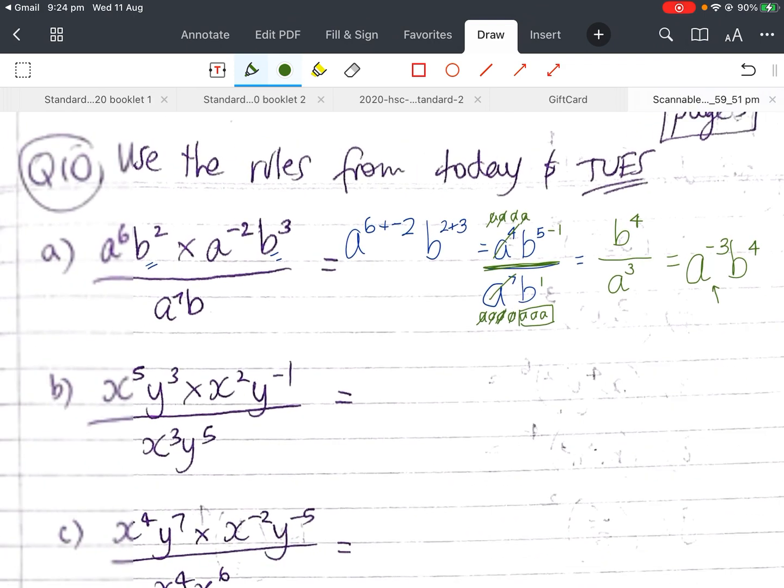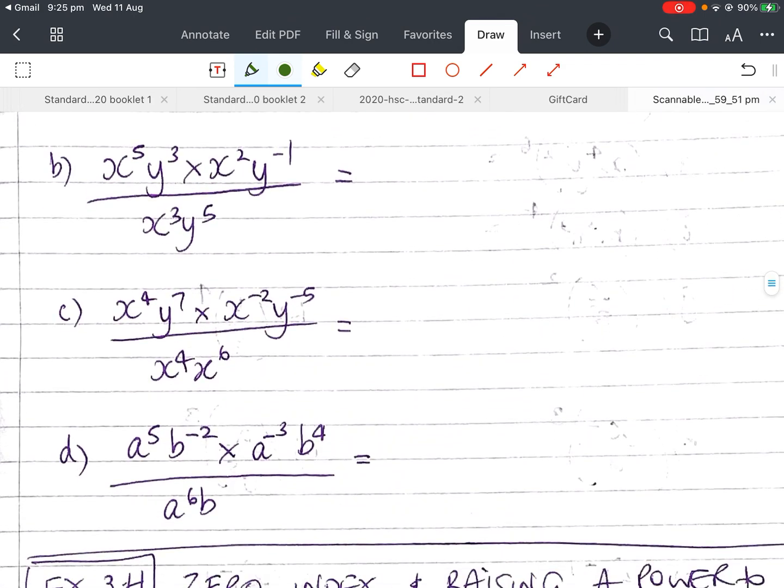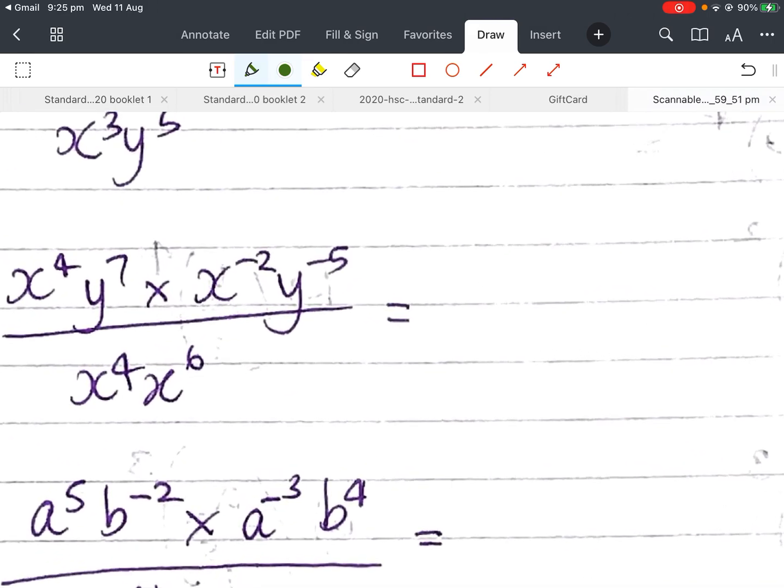Alright, when you're ready, can you have a go at B? I'm going to do C, and let's see how we go. Now B, of course, the answer will either be at the back of the book, or you can watch the video after I finish zooming.